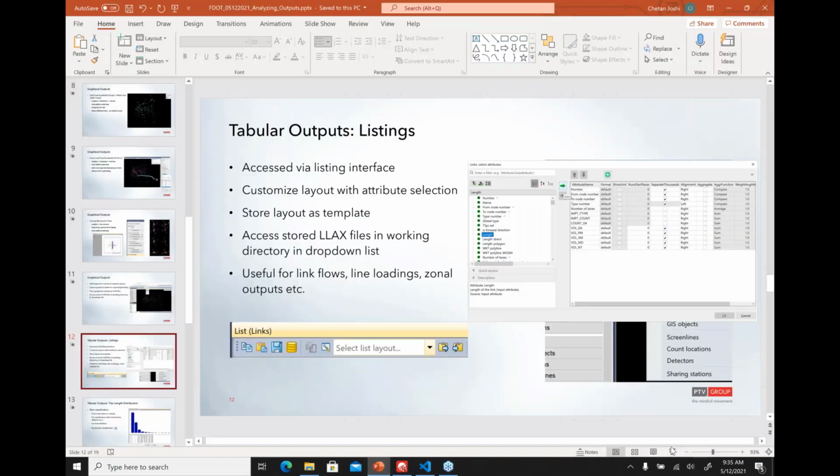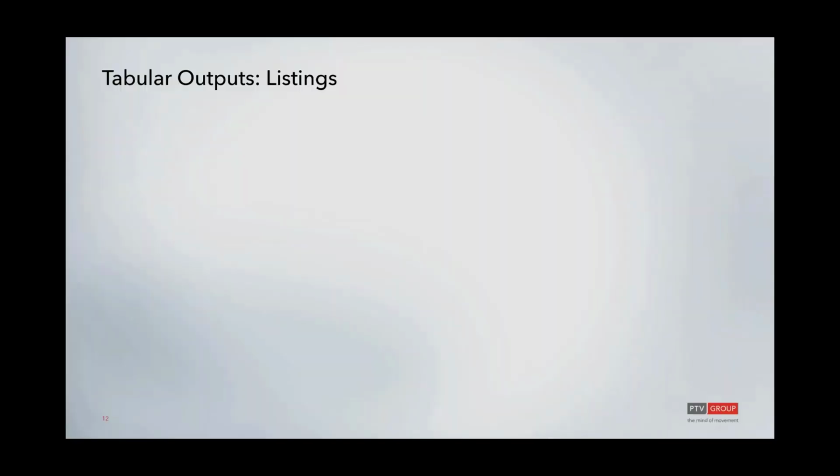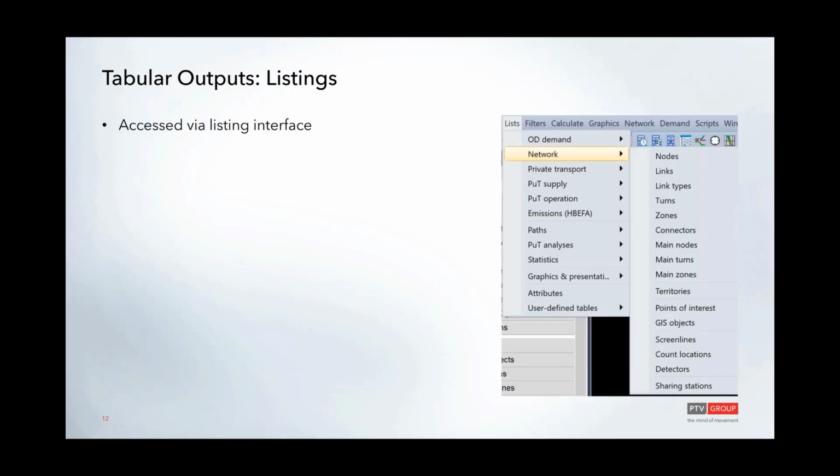Now next, let's take a look at another way of looking at outputs in Visum, which is the tabular outputs. So this is accessed via the listings interface in Visum. The general way of working with listings is essentially the same workflow. You go for lists, select the type of listing or subclass of lists that you want. Let's say you want to take a look at a network, then you go for network and then select the sub-object from that network. So those could be nodes, links, turns, zones, and so forth.